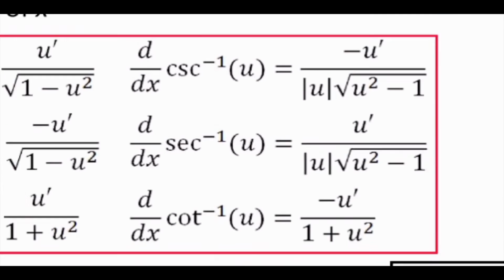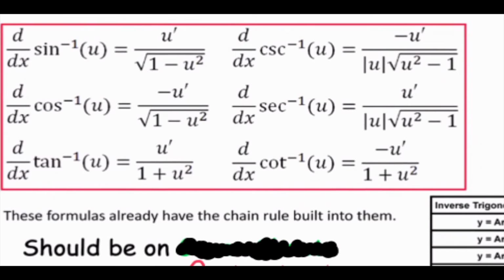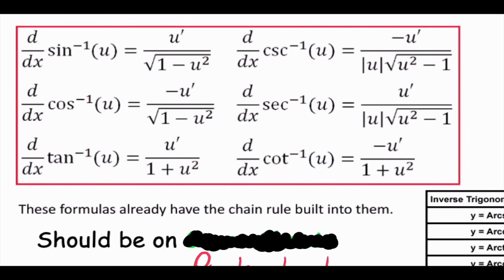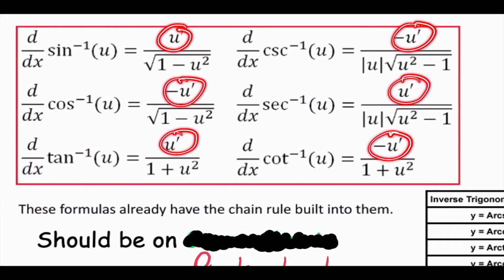Okay, so just like trig, we have derivatives. Derivatives for inverse sine, inverse cosine, inverse tangent, inverse cosecant, inverse secant, inverse cotangent. They all are very, very similar. They all have some form of a derivative on top. And what is that derivative of? It's this guy here, whatever this guy is right here. That's what you've got to do.